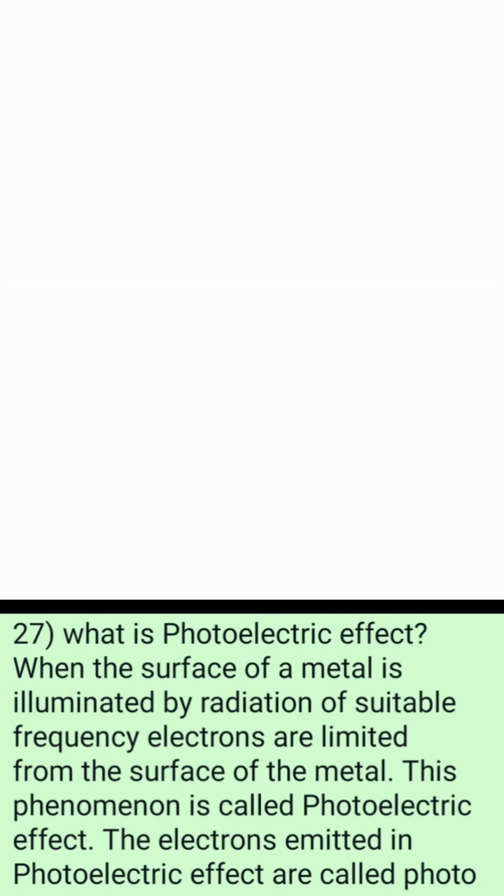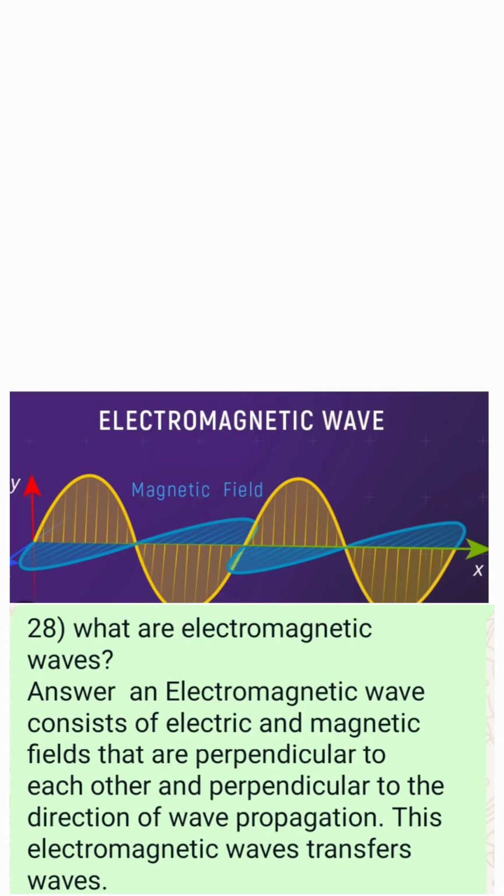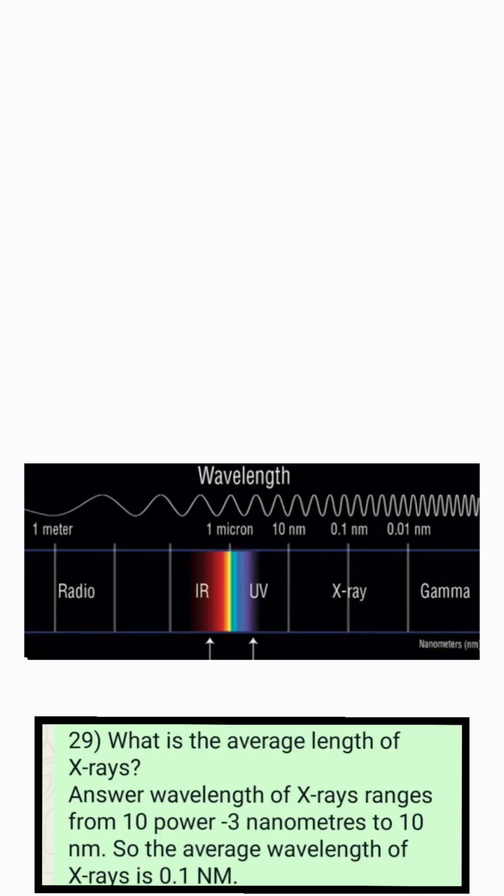29. What are electromagnetic waves? Answer: an electromagnetic wave consists of electric and magnetic fields that are perpendicular to each other and perpendicular to the direction of wave propagation. Electromagnetic waves transfer energy. 30. What is the average wavelength of X-rays? Answer: the wavelength of X-rays ranges from 10⁻³ nanometers to 10 nanometers. So the average wavelength of X-rays is 0.1 nanometer.